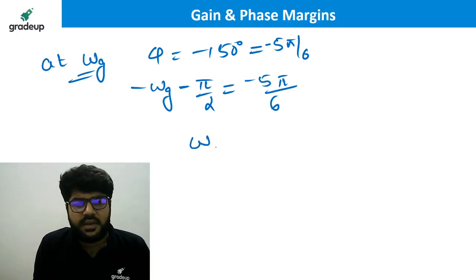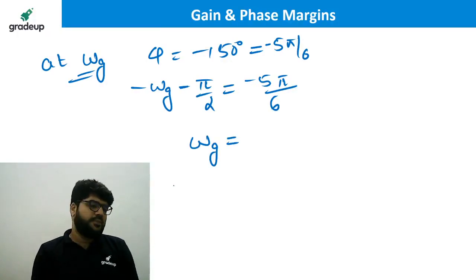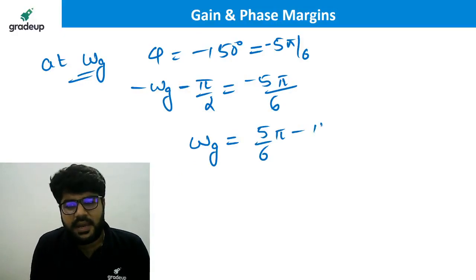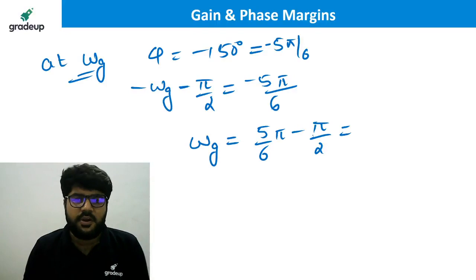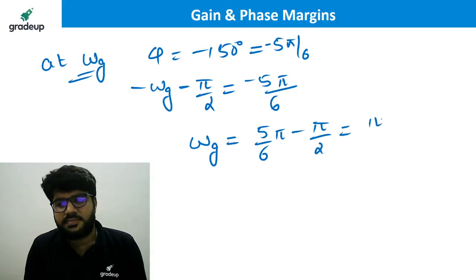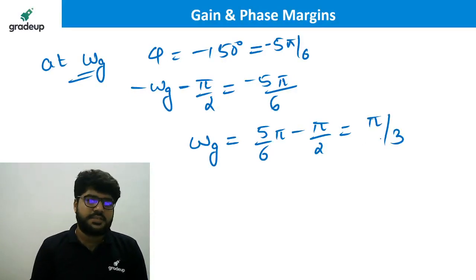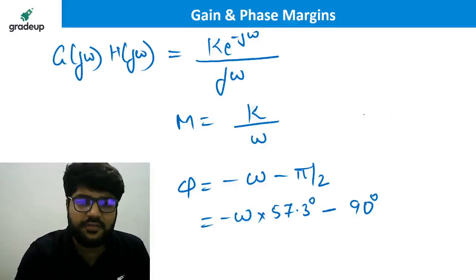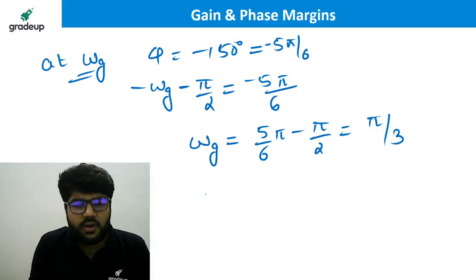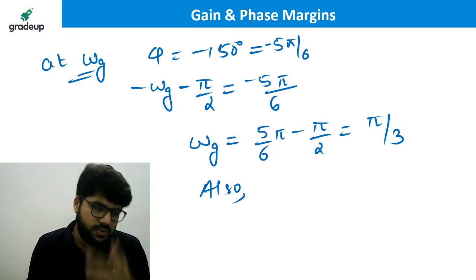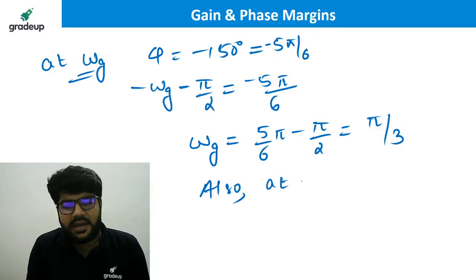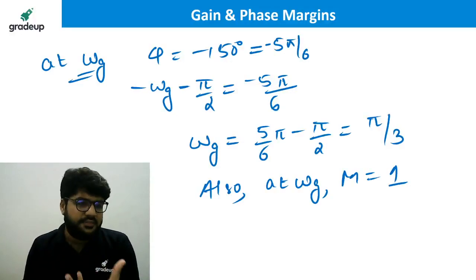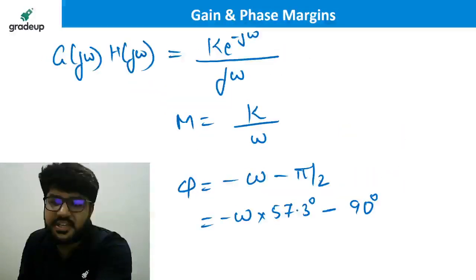Okay, so from here first get the omega g, that is 5 pi by 6 minus pi by 2, which will be obtained as 2 pi by 6, that is pi by 3. This is omega g, but I am interested in calculating the value of k. Now you can use the fact that also at omega g, the magnitude should be 1. This omega g is got from the phase margin formula.